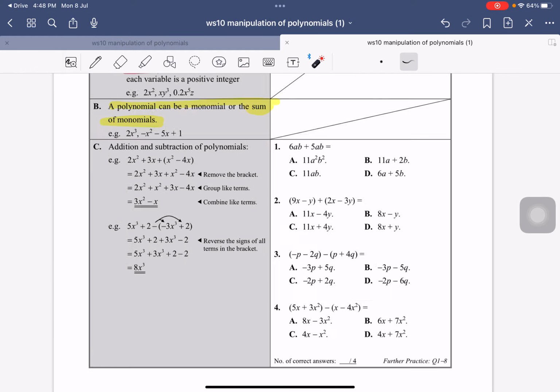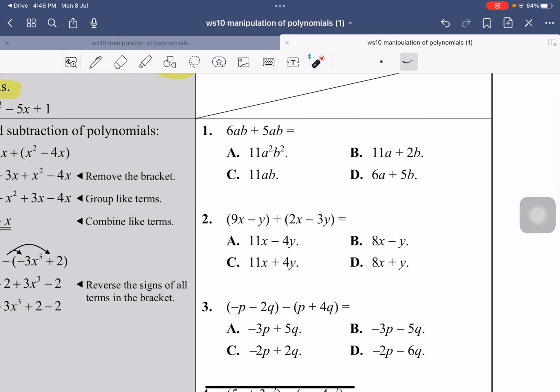It's not that hard, is it? So let's try to see this part. For the first question, we have 6ab plus 5ab. You can see that ab is the variable and they are like terms, aren't they? So now we have like 6 apples plus 5 apples. It's definitely equal to 11 apples. So the answer should be C.